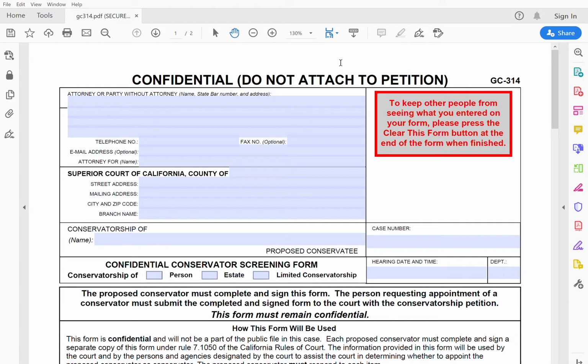Hello everyone, this is Attorney Grant A. Toeppen. I am a probate and estate planning attorney based in Manteca, California. I have an office in Livermore, California, and today I'm going to be showing everyone how I fill out the Confidential Conservator Screening Form for a conservatorship of the person, limited conservatorship of the person only, I should say.